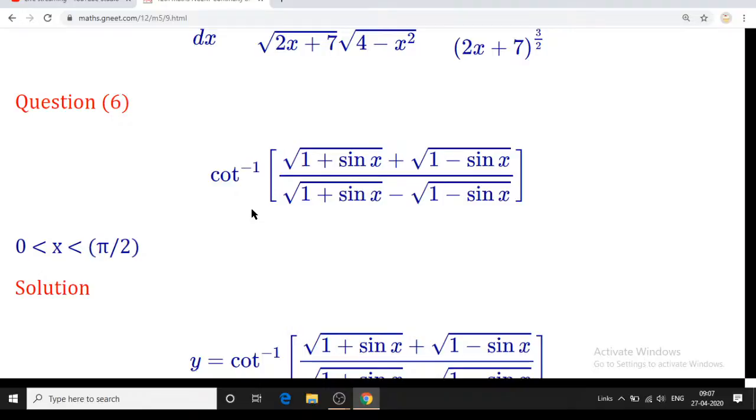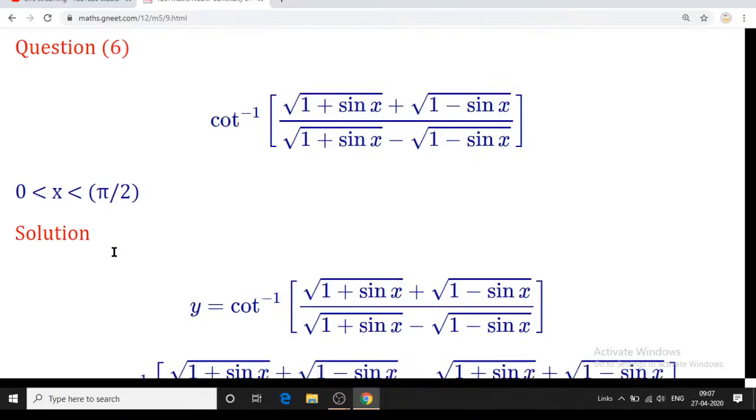Question number 6 is given as cot inverse of (under root of 1 plus sin x plus under root of 1 minus sin x) upon (under root of 1 plus sin x minus under root of 1 minus sin x). Now here, they have given 0 is less than x is less than pi by 2. One way, we cannot use the direct formula, we can go for the cot inverse x formula, but it will become more complicated, because when we go for the derivative of the bracket, it is going to create more problems. Now for that, first we have to simplify this.